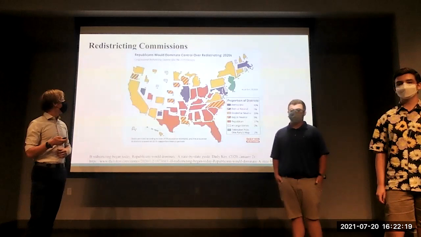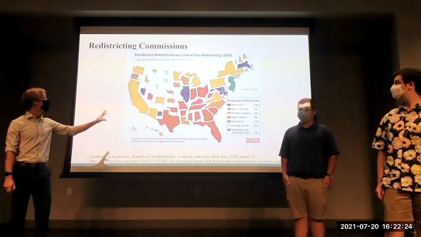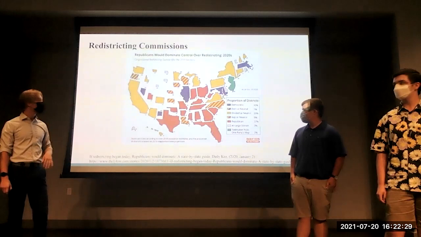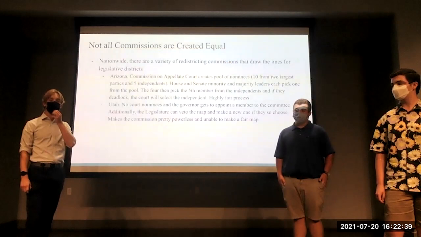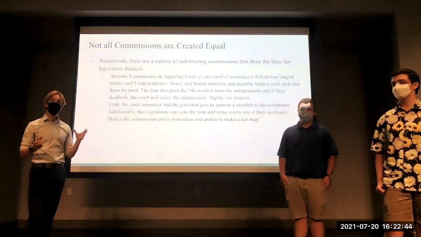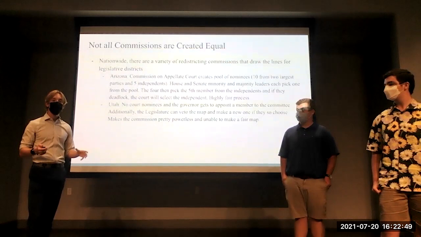Another solution is commissions. A lot of states, the ones in yellow, use commissions to decide their maps. But not all commissions are created the same. In Arizona, the commissions are very fair. The courts pick 25 nominees, and then the state house and Senate minority and majority leaders each pick one person. They all get together and pick a fifth person. So there is no partisan lean of the commission. That's a very fair process.